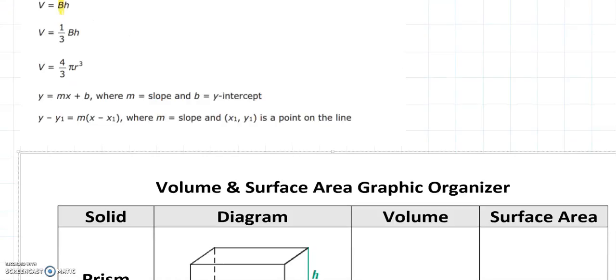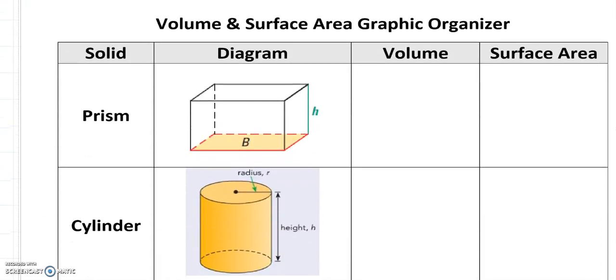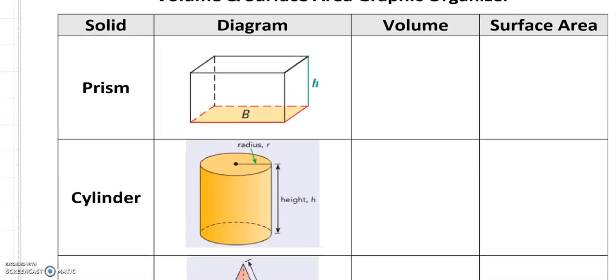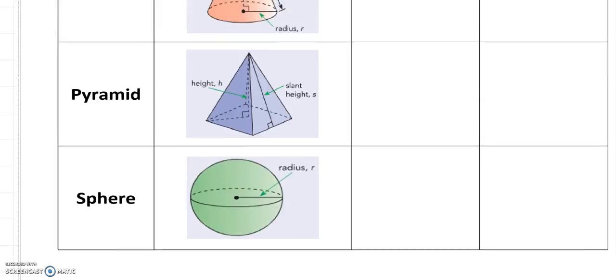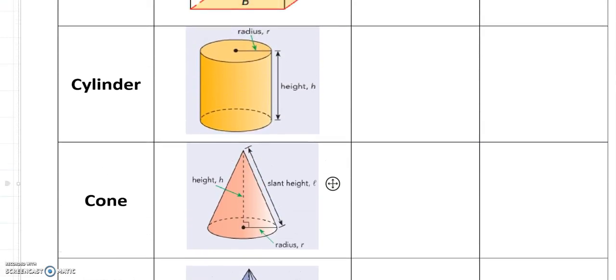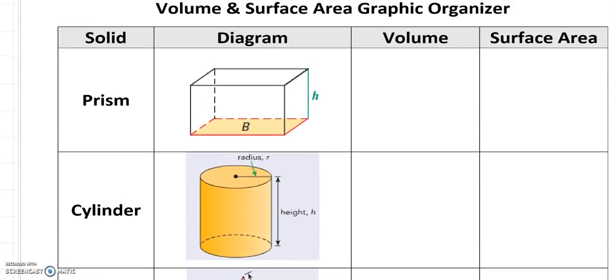All right, let's take a look at your graphic organizer, and we're going to talk about 5 shapes: prisms, cylinders, cones, pyramids, and spheres. Okay, now the first 2, the prism and the cylinder, they have a lot in common. That's where we're going to start, and then we're going to make our way down.